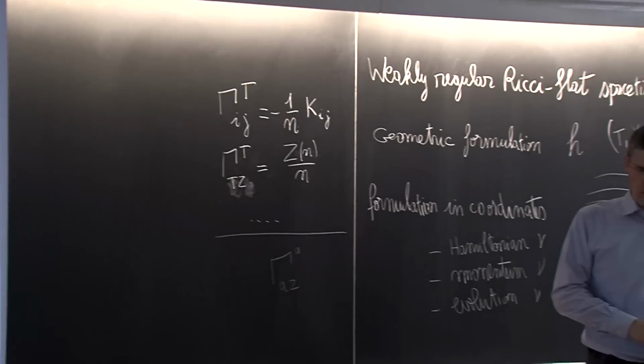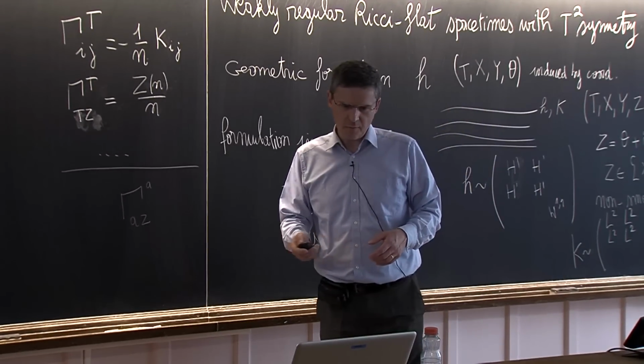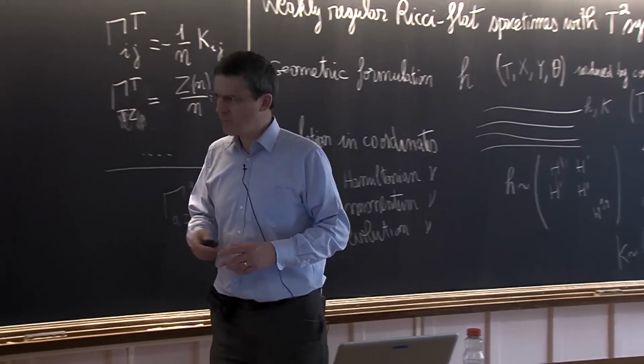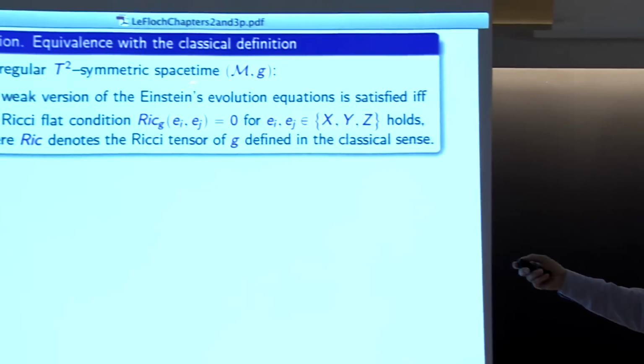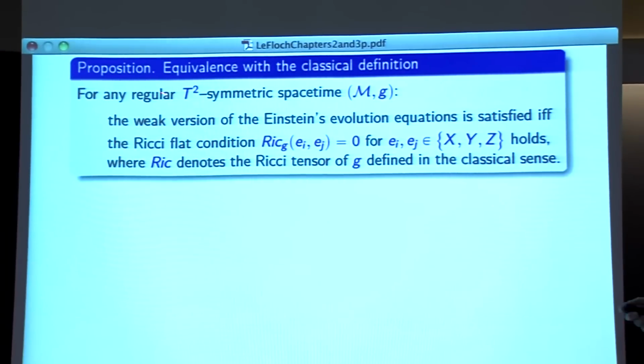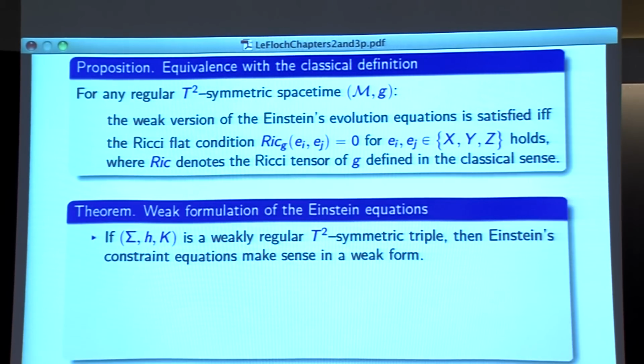That's basically our level of regularity. And we have a definition which is consistent with the one that was known before for smooth metrics. So if you give me a regular T2 symmetric spacetime, what I call the weak version of the Einstein evolution equations and also the constraints is satisfied if and only if they are satisfied in the classical sense. Okay.